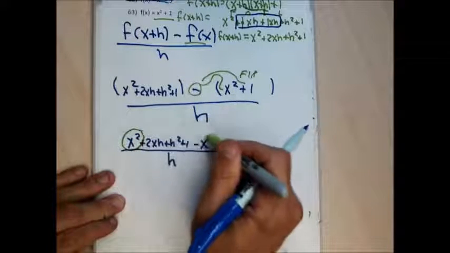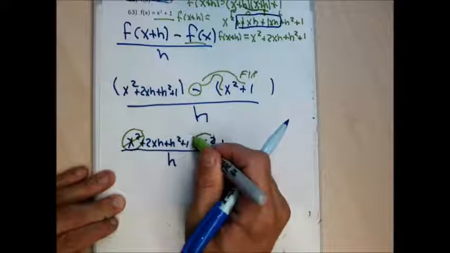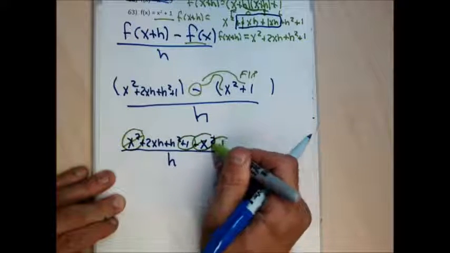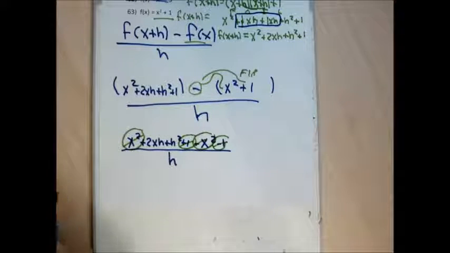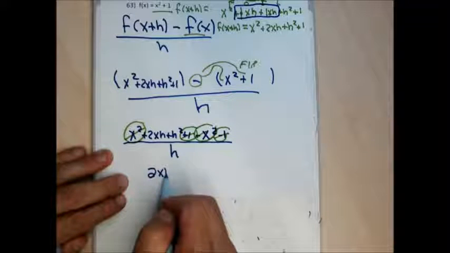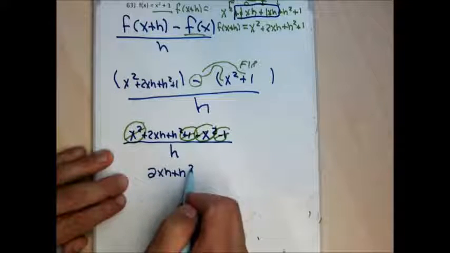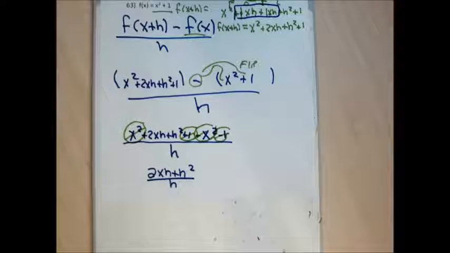This x squared and that minus x squared are opposites. They're going to cancel. This plus 1 and this minus 1 are opposites. They're going to cancel. So this whole thing is going to simplify in the numerator to have 2xh plus h squared. The denominator I still haven't done anything with. It still has an h.